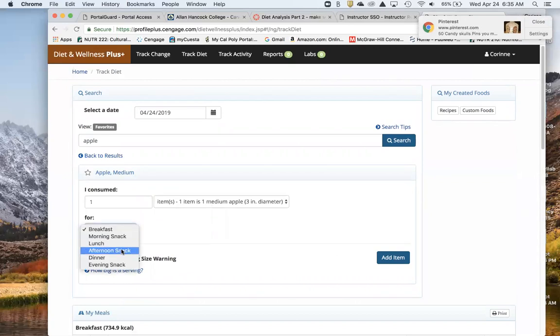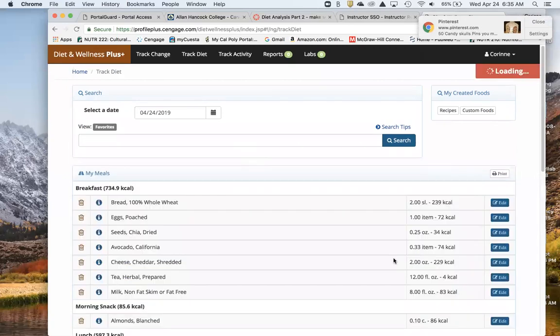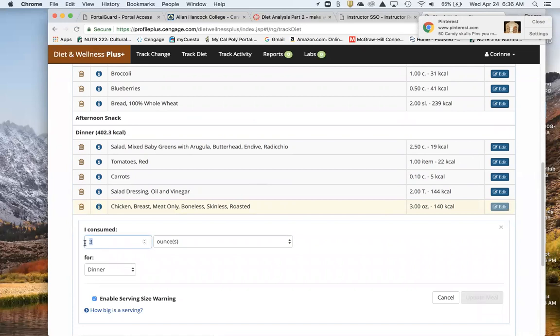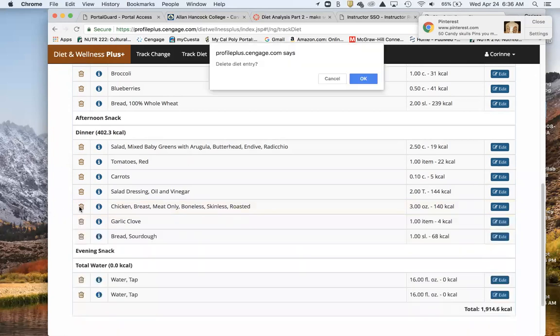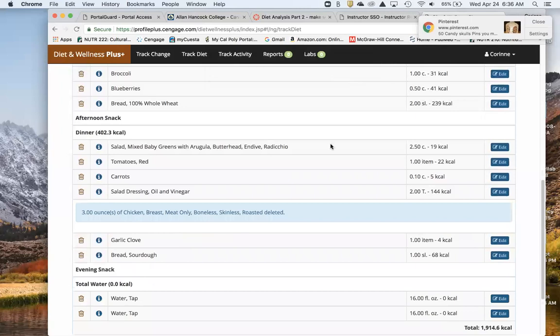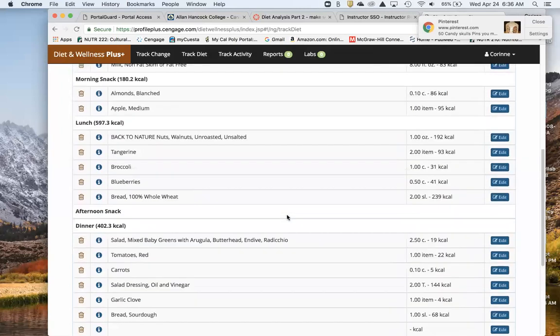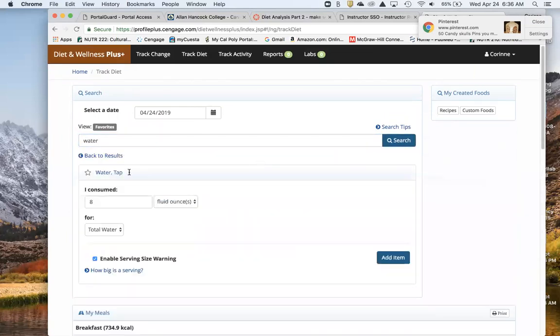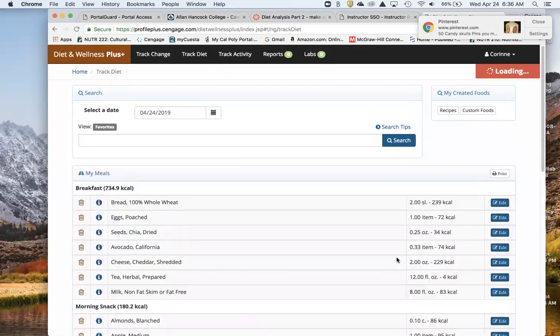How about for snack? Add the item. I'm still really high on my protein, so I might just say that I didn't eat this chicken and see what happens there. That will also reduce my animal intake, so I'm going to do that. I'm going to add more water. So I'm going to go back to my water, and 8 fluid ounces. I've got that.